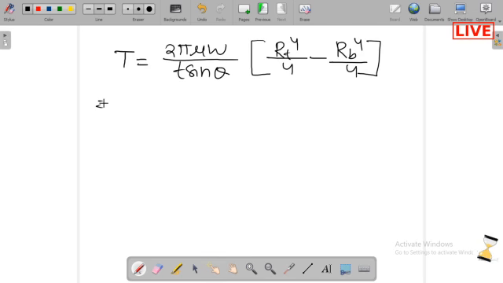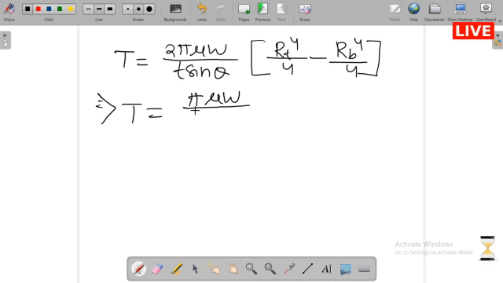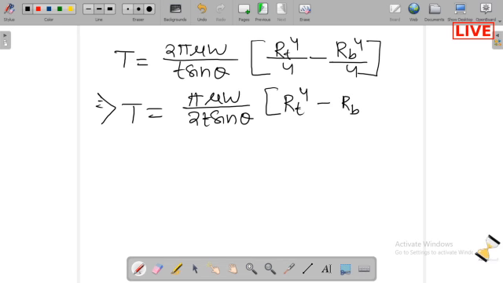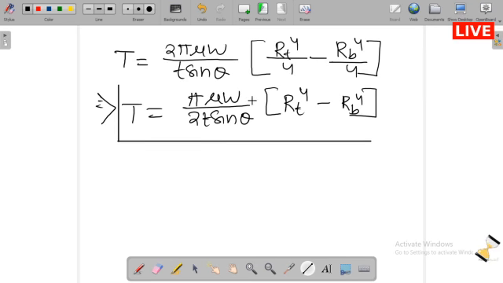If we solve this again, the torque will be equal to pi mu omega divided by 2t sin theta, into r top to the power 4 minus r bottom to the power 4. So this is the expression for the torque required, or the torque loss due to the viscosity of the oil. This is the formula you have to remember.